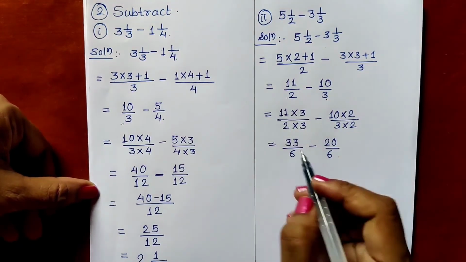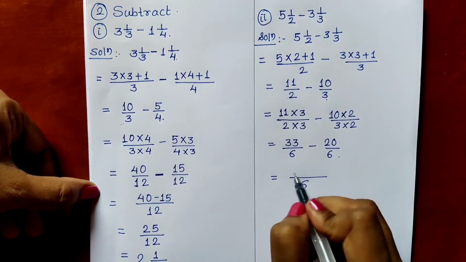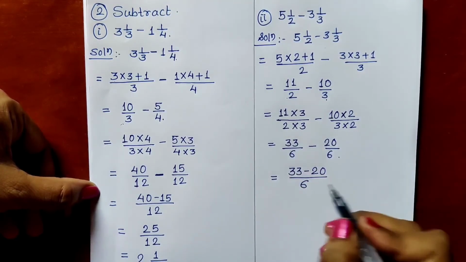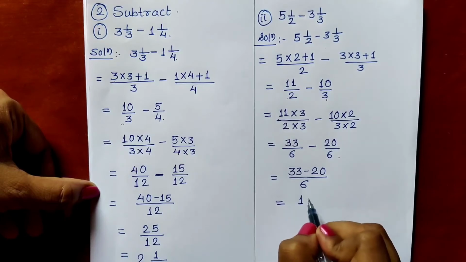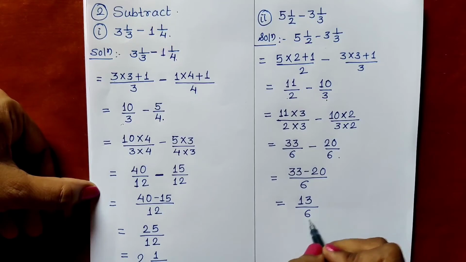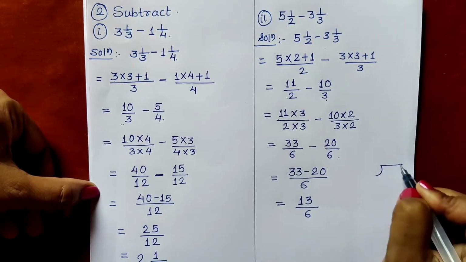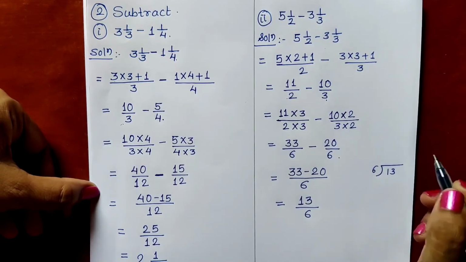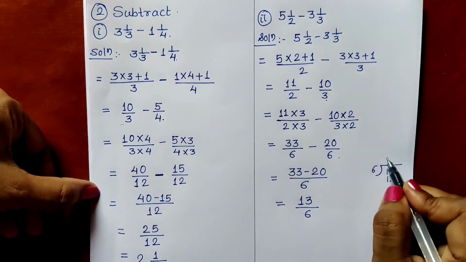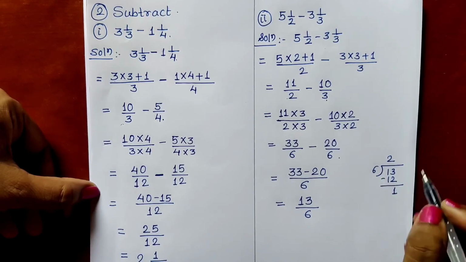Now we have got these equal denominators. What should be done? Write the denominator one time, common denominator, and subtract the numerators. 33 minus 20. What is 33 minus 20? 13 upon 6. Now we have got this improper fraction. We have to convert it into the mixed number. How to convert? We will have to divide 13 by 6. 6 twos are 12 because 6 threes is 18. 18 is bigger than 13. So we should not write that. 6 twos are 12. 13 minus 12 is 1. 1 is smaller than 6. We have to stop here.